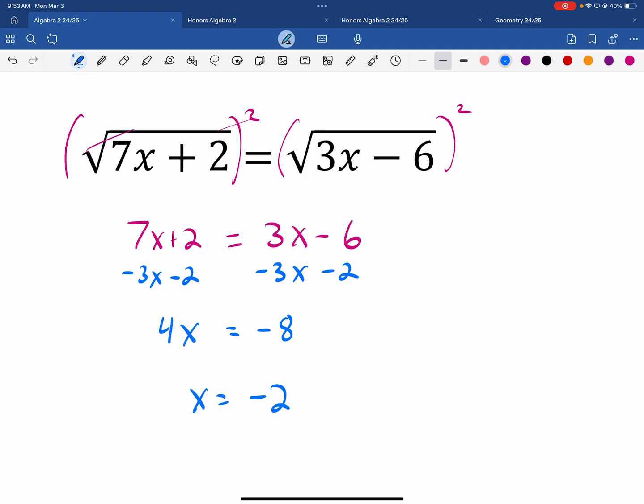Does that solve my equation correctly? So 7 times negative 2 is negative 14, plus 2 is negative 12. 3 times negative 2 is negative 6, minus 6 is negative 12. So the square root of negative 12 equals the square root of negative 12. That's true. Okay. So it works. In this case, it works. But again, you got to be a little bit careful when you get negative square roots. But in this case, it works because they both are negative 12.